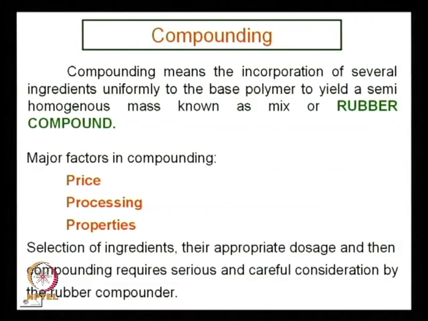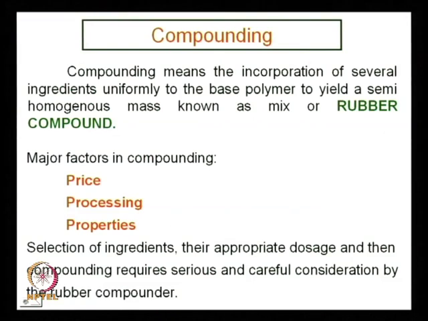And the major factors in compounding to be kept in mind before selection of ingredients to formulate a rubber product are the price of the ingredients, the processing characteristics of the rubber compound, and the properties of the final rubber compound and the vulcanized product. Keeping in mind all these things, one can go for selection of ingredients, their appropriate dose, and then compounding requires serious and careful consideration by the rubber compounder.